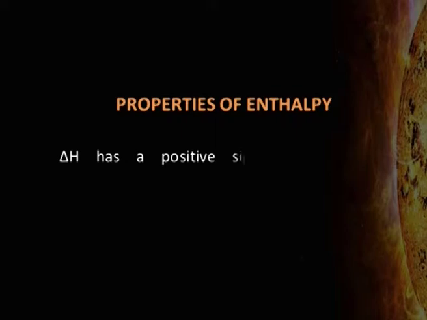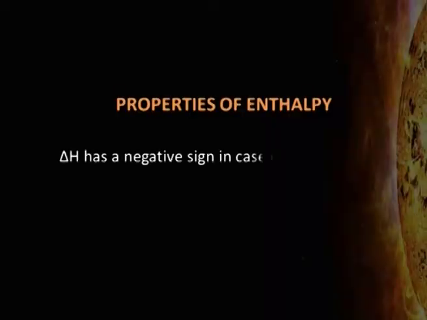Increase in enthalpy leads to increase in temperature. Hence, heat is absorbed during this process and the process is named as endothermic process. Delta H has a positive sign in endothermic process. Decrease in enthalpy leads to decrease in temperature. Hence, heat is released during decrease in enthalpy. This process is known as exothermic process and delta H has a negative sign in exothermic process.